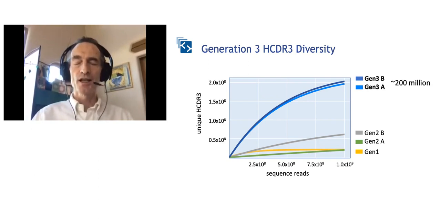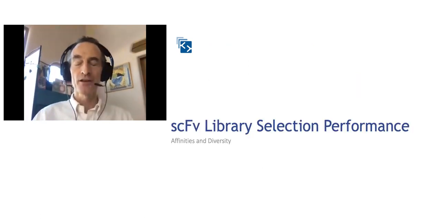The Gen 2A library indicated there is made from a single donor, and you can see the diversity is still increasing. Gen 2B, made from 15 donors. You can see the diversity now is going up. We're now talking about 70 million or so. And the latest Gen 3 libraries that we've been making, we routinely get above 100 million, and as you can see in these two cases, a couple of 100 million different CDRs, HCDR3s.